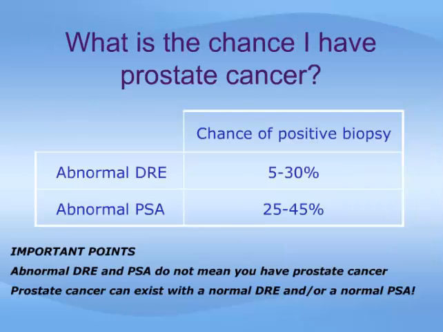Many men would like to know what the chances are that they have prostate cancer if their DRE or PSA are abnormal. Statistically, as you can see on this chart, there is still a greater chance that your biopsy will not be positive despite an abnormal DRE or PSA. However, every individual situation is different. It is also important to point out that prostate cancer can exist with a normal DRE or PSA.